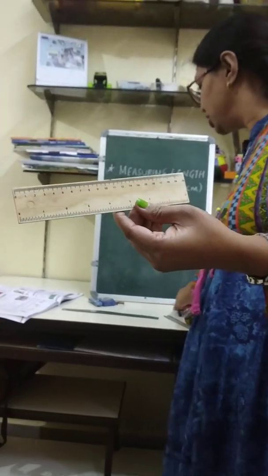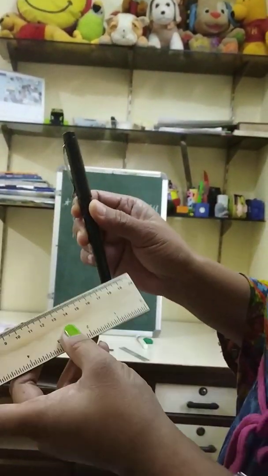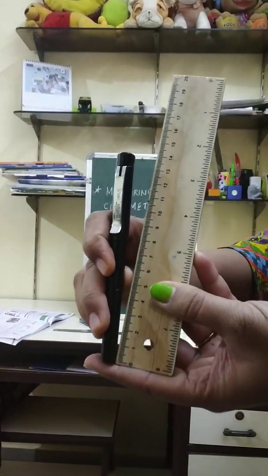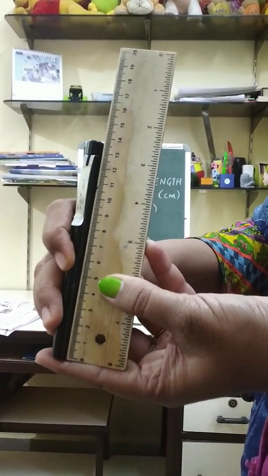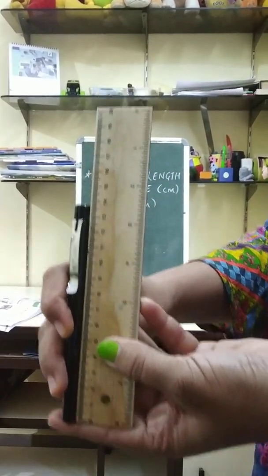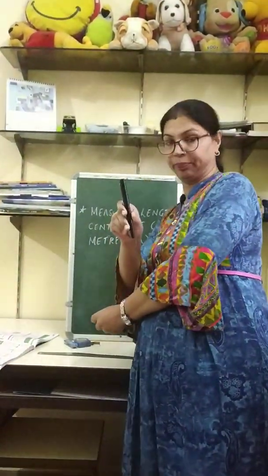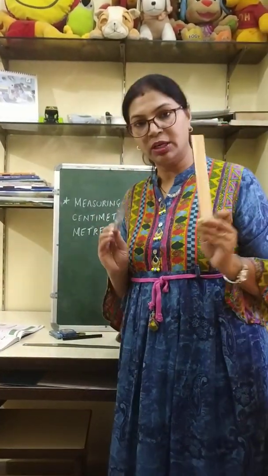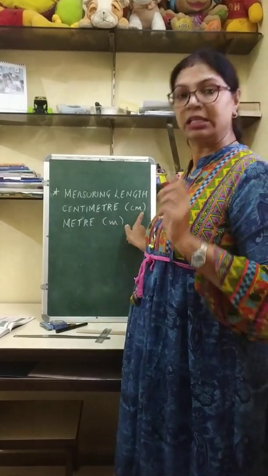Suppose I measure the length of this pen. I need to measure the length of this pen, so what will I do? I will put this length on 0, that means I am starting from 0. Now can you see it is ending at 14? Yes, it's ending at 14. That means the length of this pen is 14 centimeter. So to measure small lengths we use rulers, and the unit is centimeter, which we call cm.